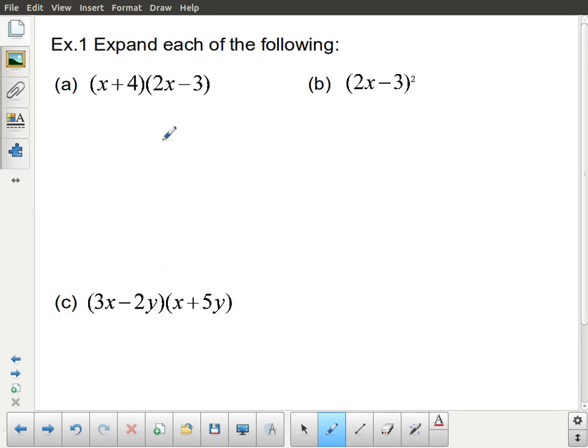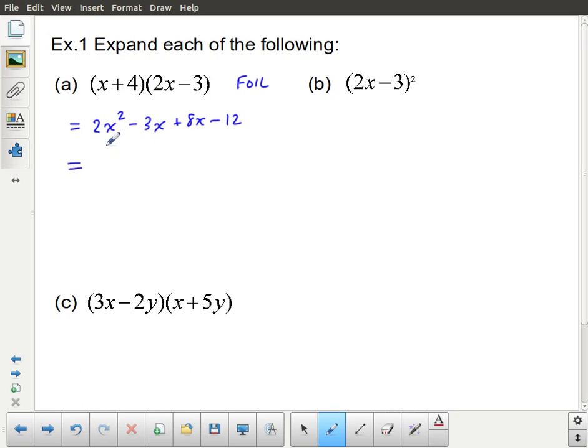I'm going to use a few methods for doing this. This first one, I'm just going to go ahead and use FOIL. I think that's what most of us will be using most of the time. So I'm going to start with first. My first is going to be x times 2x, which is 2x squared. My outer is going to be x times negative 3, so that's minus 3x. My inner is going to be 4 times 2x, which is plus 8x. And my last is going to be 4 times negative 3, and that's going to be minus 12.